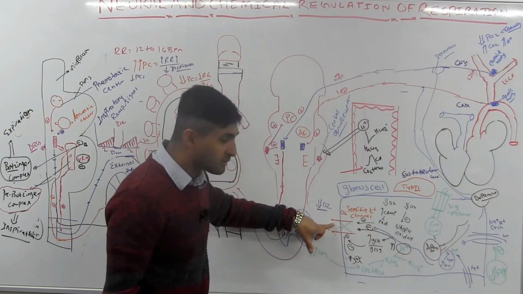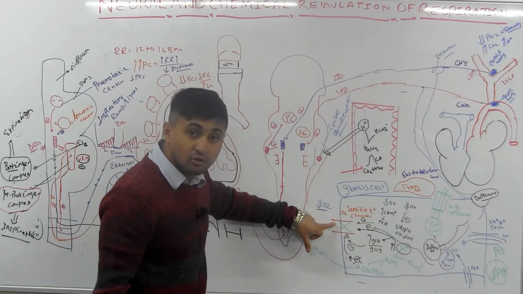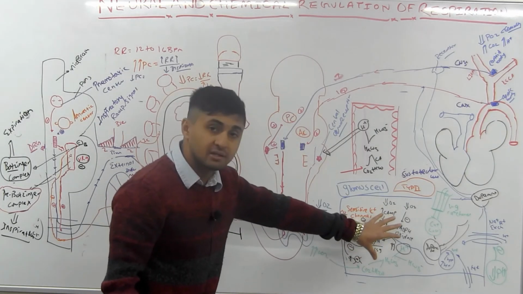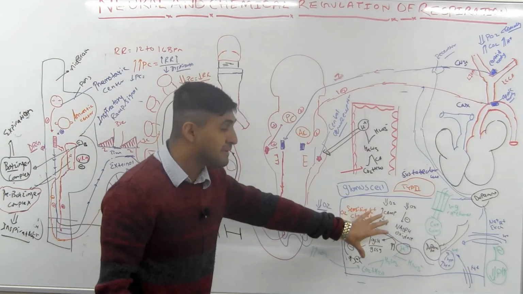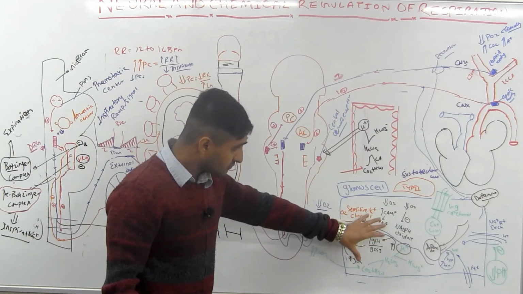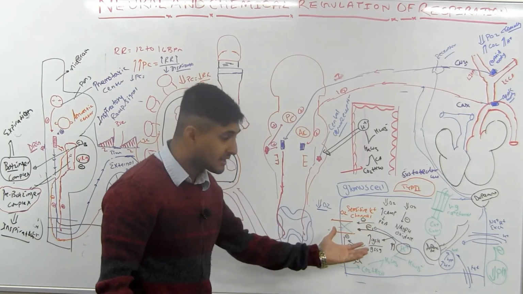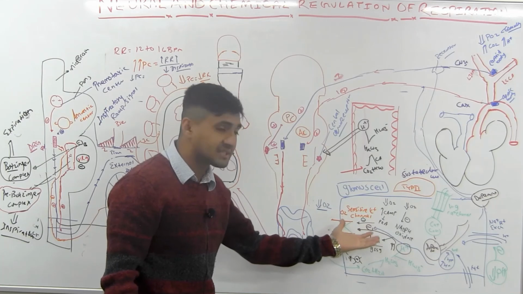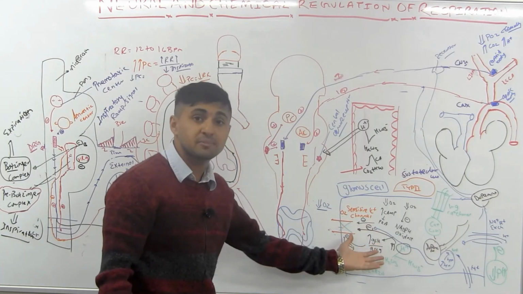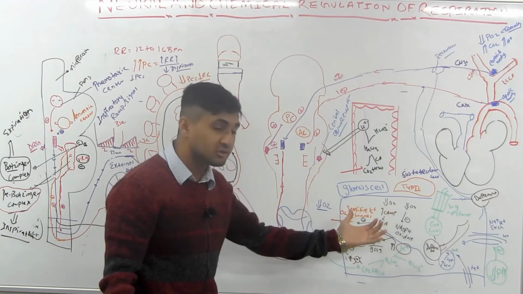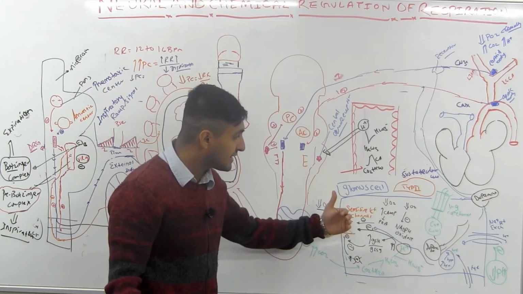This is how the oxygen sensitive potassium channels actually close, and because of that, more potassium will build up inside the cell. That will make the cell less negative, less excitable. So the cell will start depolarizing. The cell is going to lose its polarity. That's what we call depolarization, and the action potential happens. The voltage gated calcium channels open up.